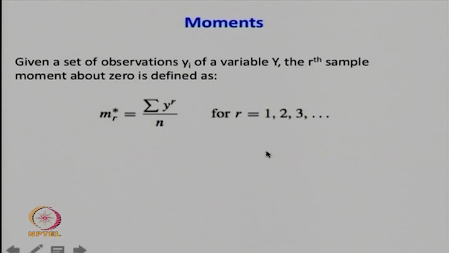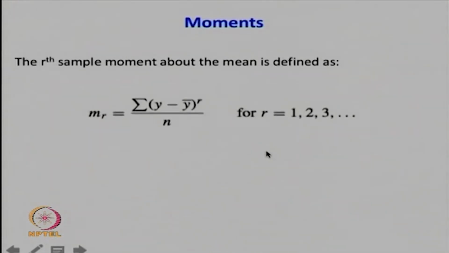Next, we can define in a more general sense the rth sample moment about any particular value, and in particular we want to know the rth sample moment about the mean. The rth sample moment about the mean is defined by summation y minus y bar to the power r by n, for r equal to 1, 2, 3, and so on. When we say about the mean, if we are to generalize it about a value a, instead of y bar we put a value of a.